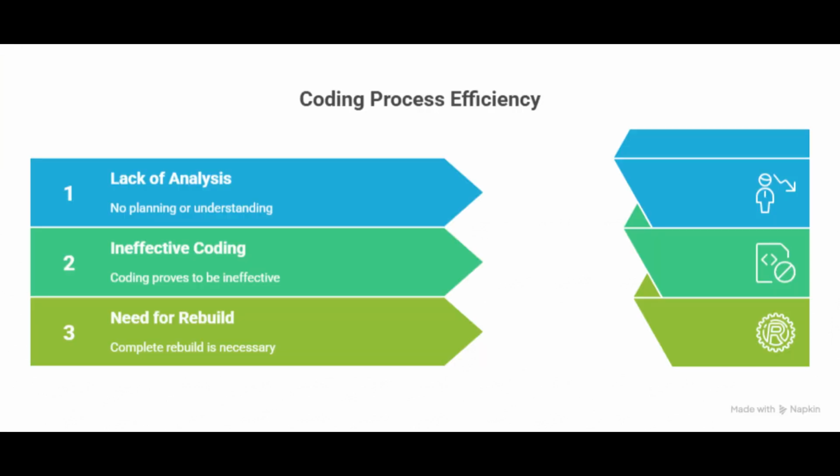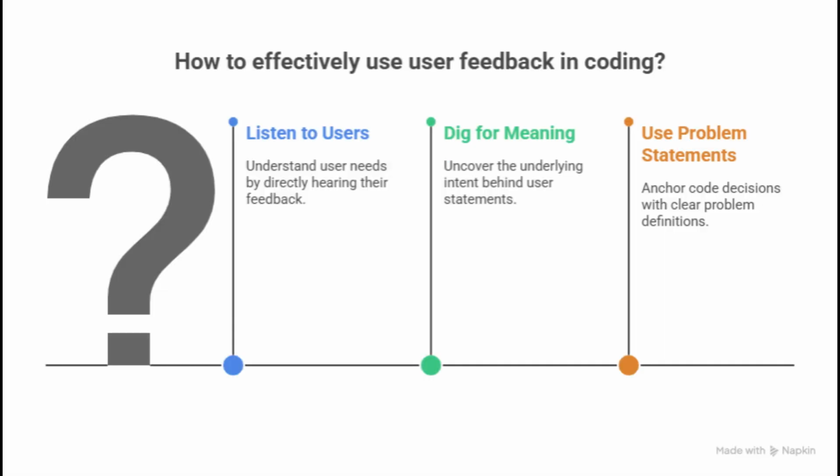Developers love solving problems. It's what we do. But if the problem is unclear, we build solutions that don't land. It's like writing a perfect function for the wrong input. You don't need hours of research. Just slow down and ask, wait, what is this really about? So remember, listen to what users say, but dig for what they mean. Use problem statements to anchor your code decisions.